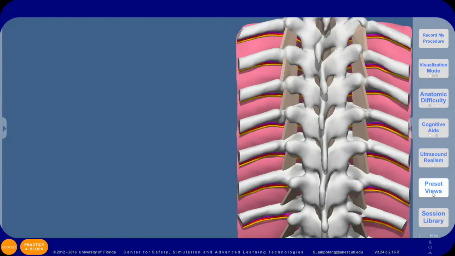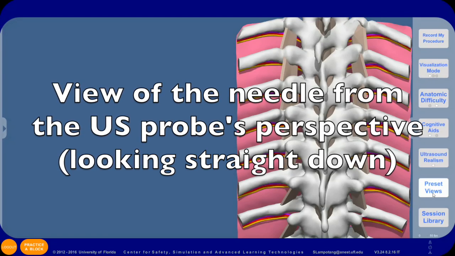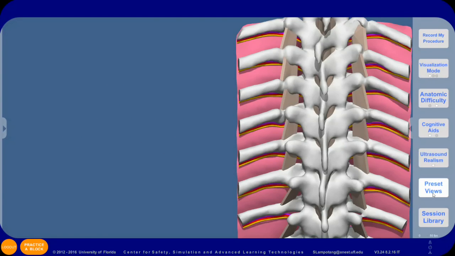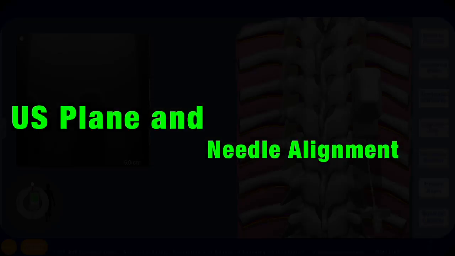The next cognitive aid is related to live ultrasound-guided needling. This aid is the view of the needle from the ultrasound probe's perspective. This is a great tool to help you with your ultrasound alignment and your needling.